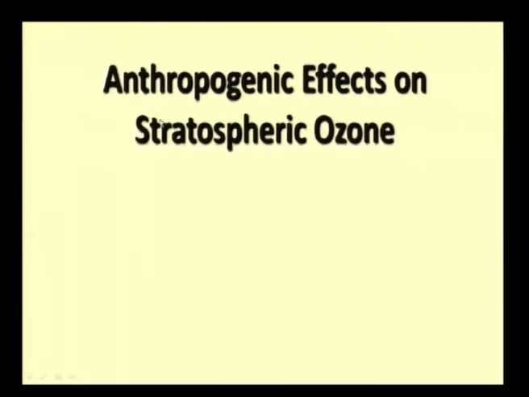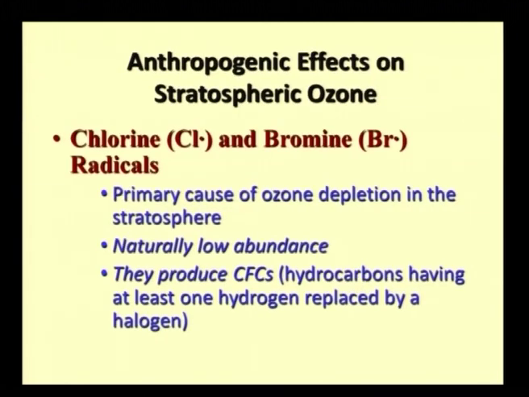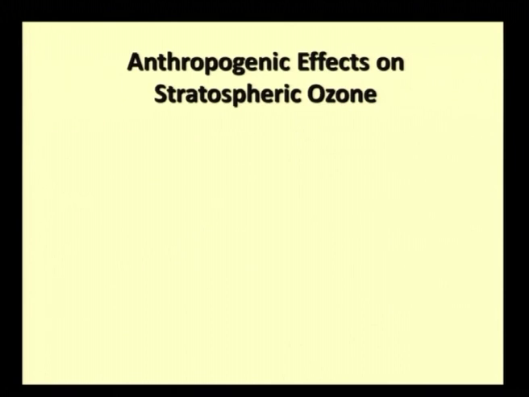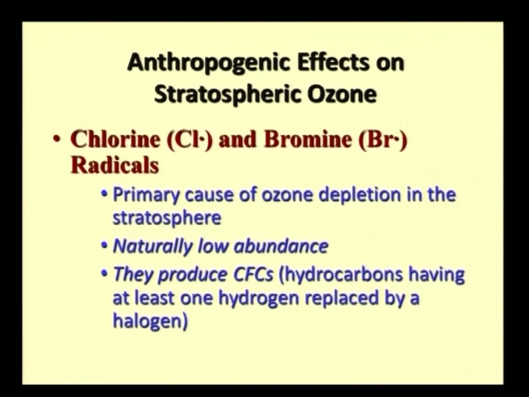And what are the anthropogenic effects on the stratosphere? Chlorine and bromine, Cl and Br, are also causing ozone depletion, and they are produced from chlorofluorocarbons, CFCs. Some anthropogenic effects on stratospheric ozone: chlorine and bromine are the two major contributors and the primary cause of ozone depletion in the stratosphere. Naturally they are in low abundance. CFCs are hydrocarbons having at least one hydrogen replaced by a halogen.